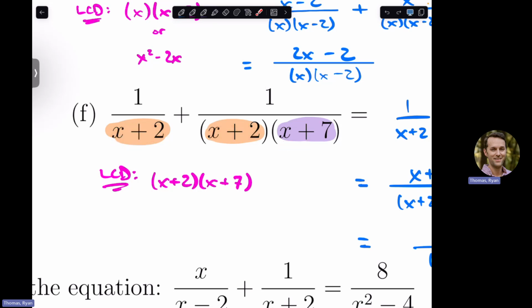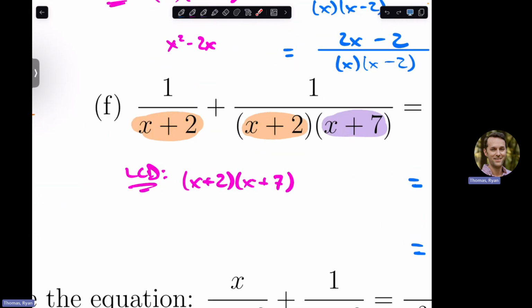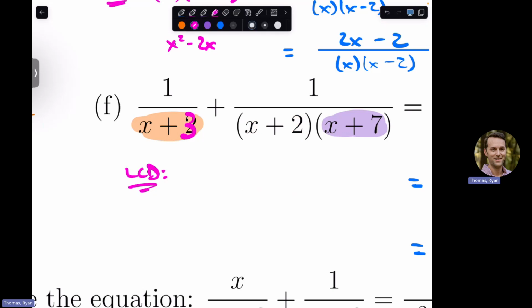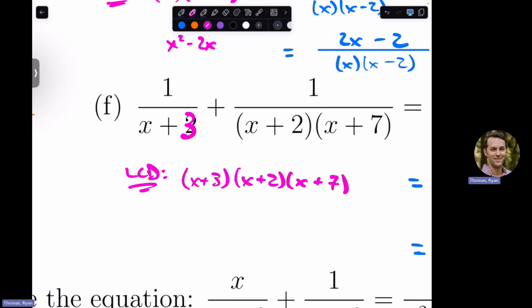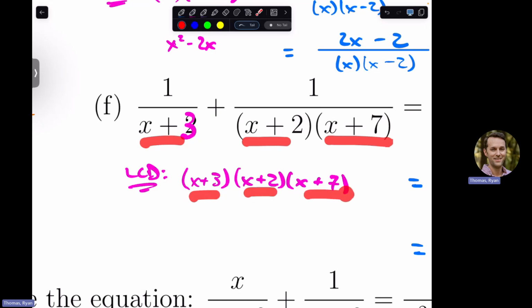What if, for example, so then we've got three different things happening, right? So what would the LCD be then? It'd have to have an x plus 3, and it would have to have an x plus 2, and it would have to have an x plus 7. So basically, everything that shows up in a denominator somewhere has to be included or covered in the LCD.